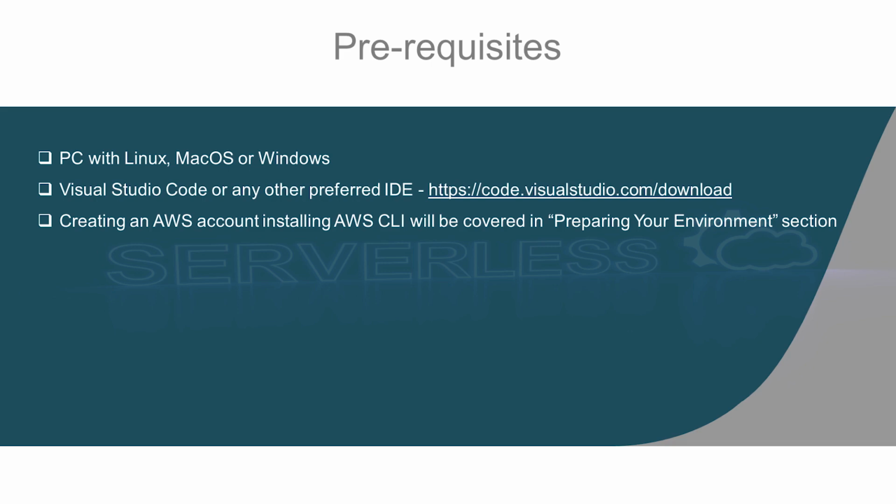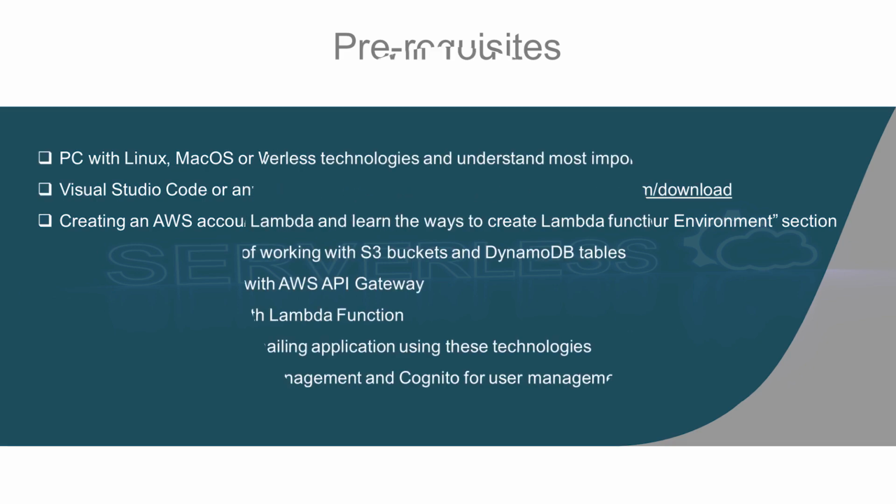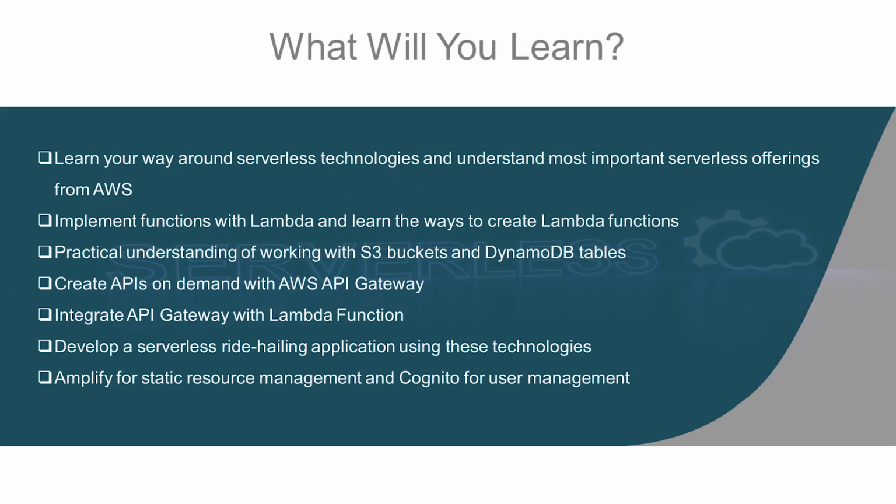In terms of the operating system, Linux, macOS, or Windows is more than enough. And I'll show you how to install AWS CLI and prepare your environment in each of those. In terms of the IDE, I prefer Visual Studio Code, or if you have any other preference for the IDE, go grab it and you'll be perfectly fine with that too. In terms of creating an account, since we're going to implement everything on AWS, we're going to need an AWS account. And to create that account, I'll show you how to create your own account for AWS in the preparing your environment section. So, what will you learn from this course?